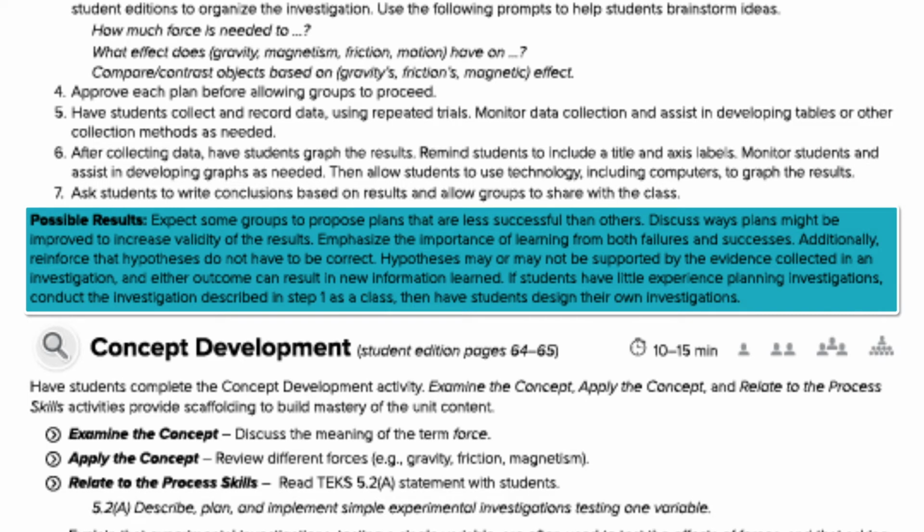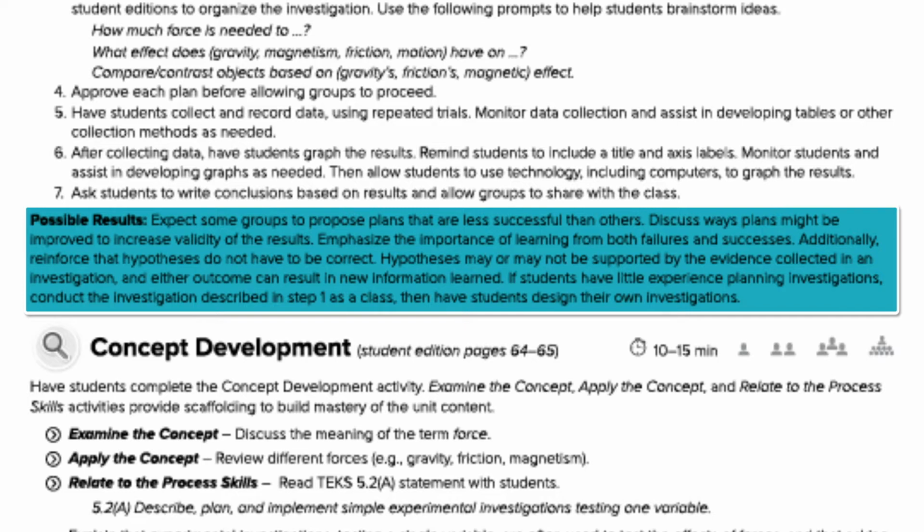Prior to groups completing the concept exploration activity, the teacher edition provides insight into possible group results. It can alert you to expect some groups to generate plans that are less successful than others, and how to use this opportunity to discuss how to improve the validity of results. I encourage you to take time to emphasize that whether the plan was a success or failure, there are opportunities to learn and improve. In addition, I invite you to discuss with the class how results from an investigation may or may not support a hypothesis statement. This is okay because the hypothesis is only an educated guess, and they must report factual data.